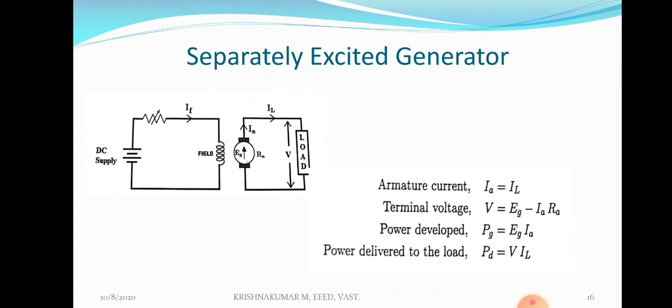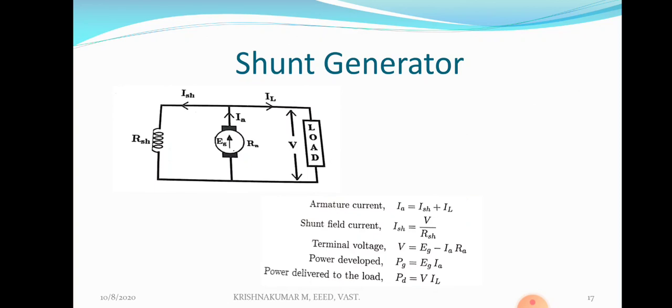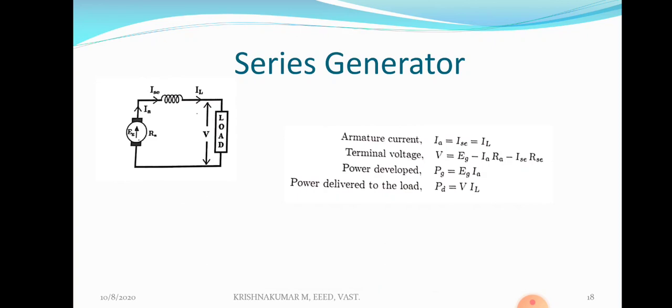See this difference. Self-excited generators are classified into shunt generator, series generator and compound generator. In a shunt generator, armature winding and shunt field winding are in parallel. But in the case of a series generator, armature winding, field winding and load are connected in series. So the voltage buildup of a series generator is entirely different from the voltage buildup of a shunt generator.